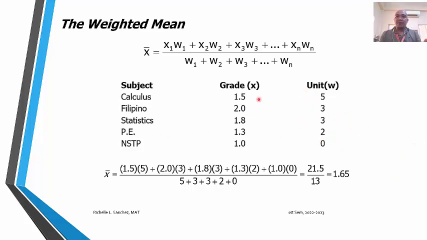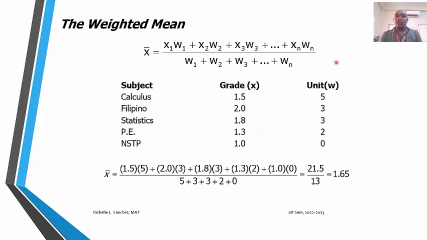If we have grades, these grades represent the individual scores, which are the X. So for calculus, our grade is 1.5. For Filipino, we have 2.0. In statistics, 1.8. PE, 1.3. NSTP, 1.0.